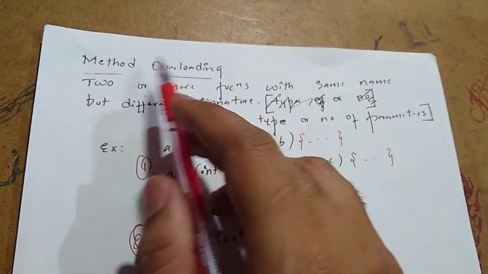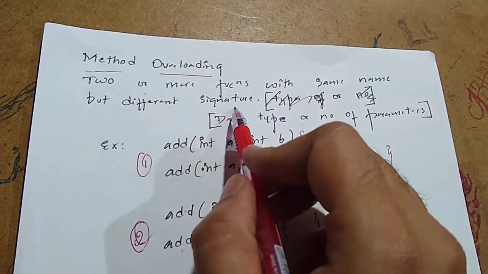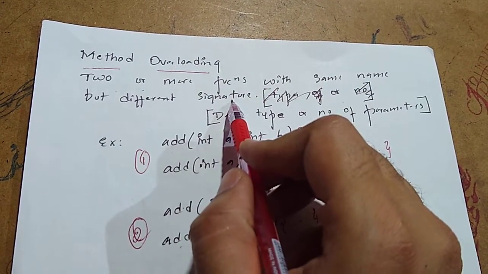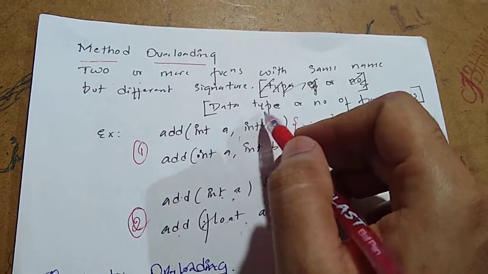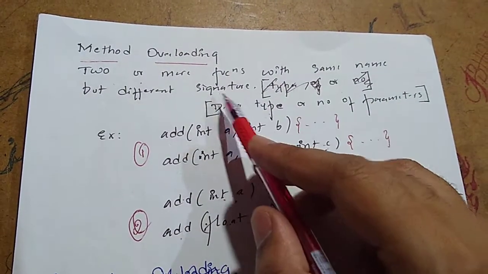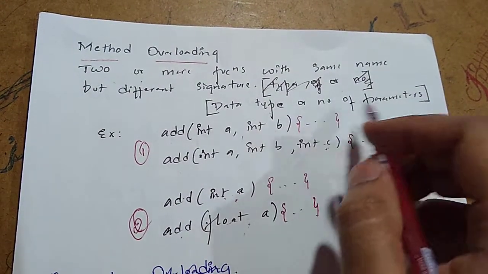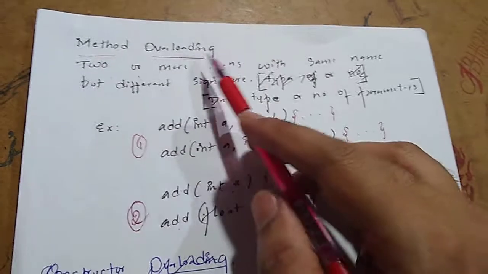overloading is. Method overloading means two or more functions with the same name but different signatures. What is the meaning of signature? Either the data type should be different or the number of parameters should be different, but the name should be the same. We call that method overloading.